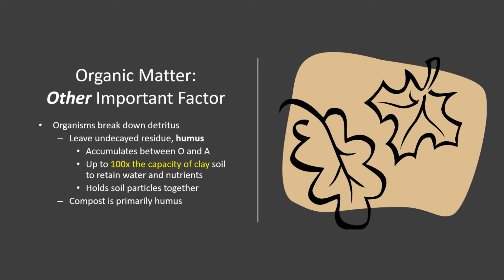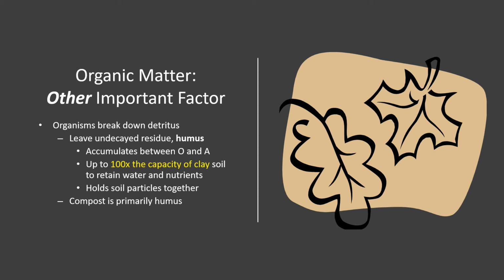Organic matter is the second big factor in determining the quality of a soil for growing crops and plants in general. So fungi, worms, bacteria, protozoans, insects, burrowing animals, and other creatures break down detritus, which is dead organic matter like leaves that fall onto the surface of the soil. And this leaves behind undecayed residue called humus. The humus accumulates at the top of the O horizon, and as it decays, it then moves down through the O horizon and then accumulates at the top of the A horizon, which is topsoil.